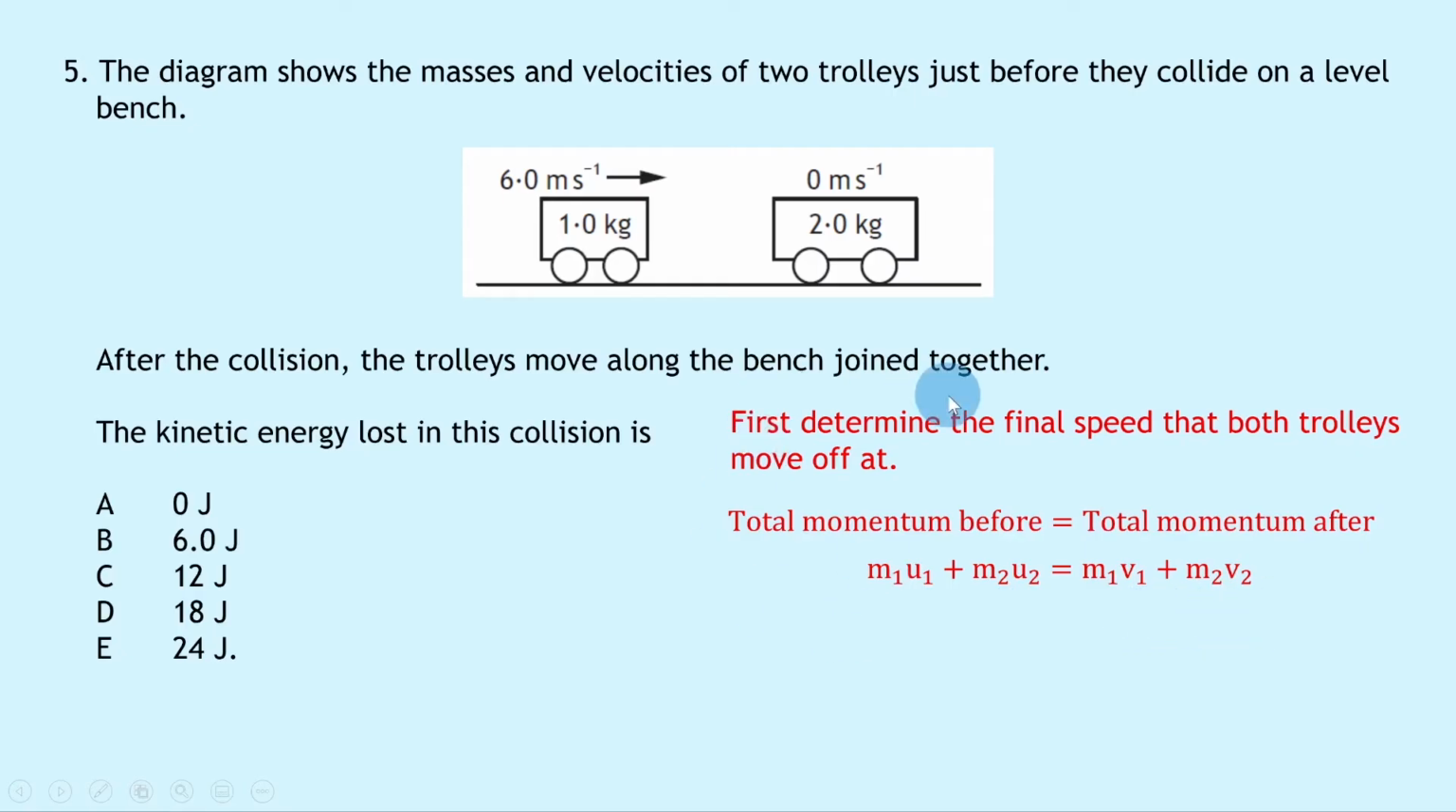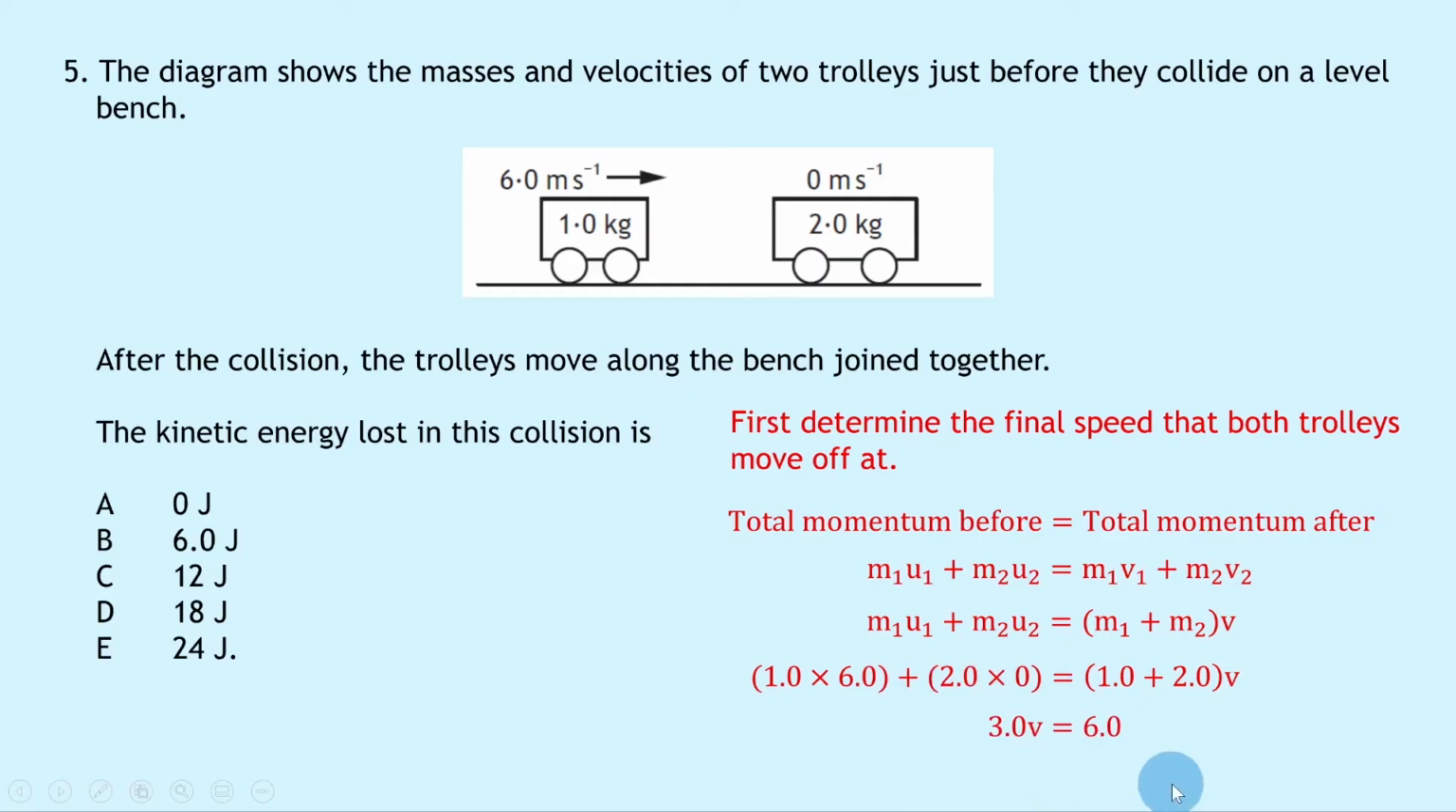And since both trolleys are joining together after the collision, we can simplify this right-hand side expression. So we can say m1u1 plus m2u2 is equal to m1 plus m2 times v, and we can factorise that there because v1 and v2 will be identical. So subbing in the numbers now, we have 1.0 times 6 for this part, plus 2.0 times 0 for this part is equal to 1.0 plus 2.0 for the two masses times v. So obviously this one will cancel out because it's times by 0, and then simplifying both sides, we have 3.0v equals 6.0, and dividing both sides by 3.0 gives us v equals 2.0 meters per second.